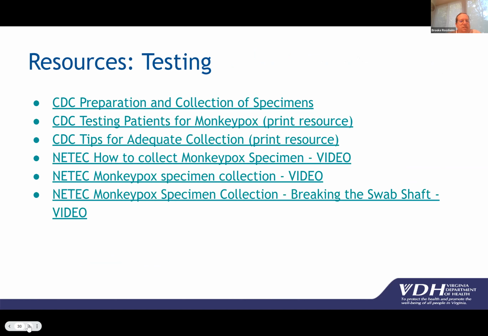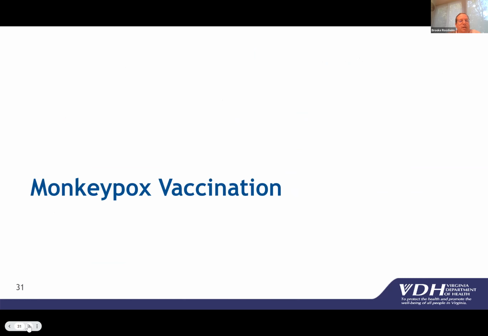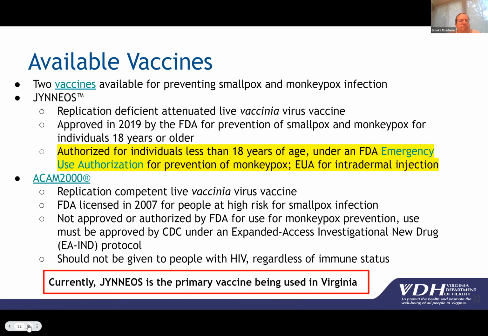And here are resources about testing, and you can see there are CDC resources and NETEC resources as well. There are videos about how to collect a specimen, and those are pretty good. Next slide. So let's talk about monkeypox vaccination. Next. Right now we have 2 available vaccines for preventing smallpox and also monkeypox.